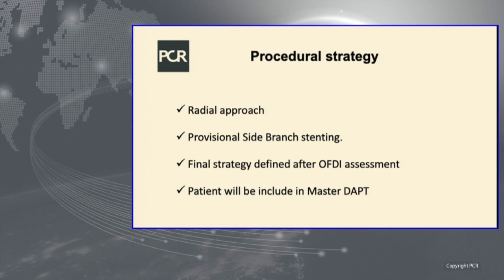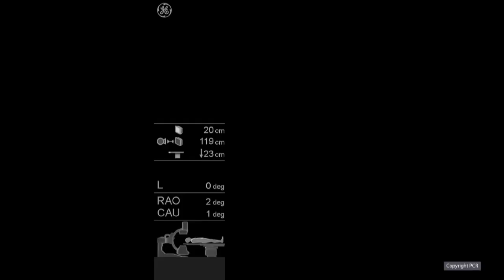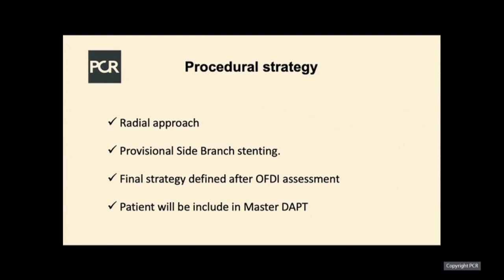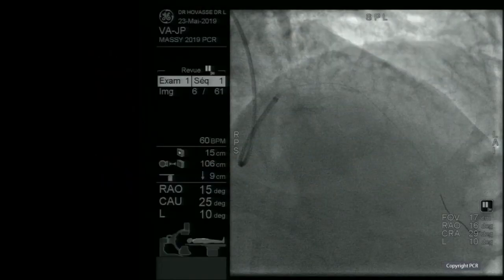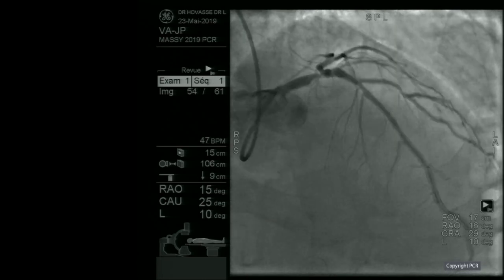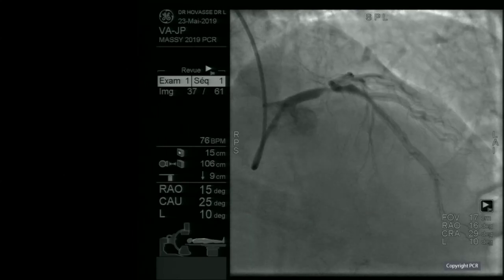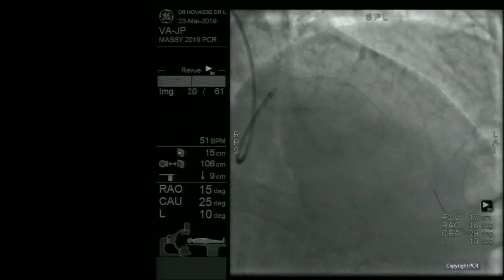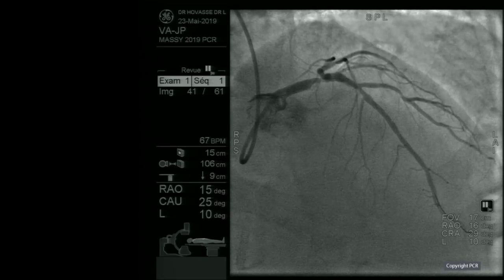Yes, so at this point we have right radial 6 French. Can we have the global image? Slender sheath. We have an Extra Backup 6 French in the left main, and we performed... Can you show, Thomas, please? We already performed two orthogonal views after nitrate injection. So this is the first view. So we saw the left main lesion, and the second view, which is more interesting.